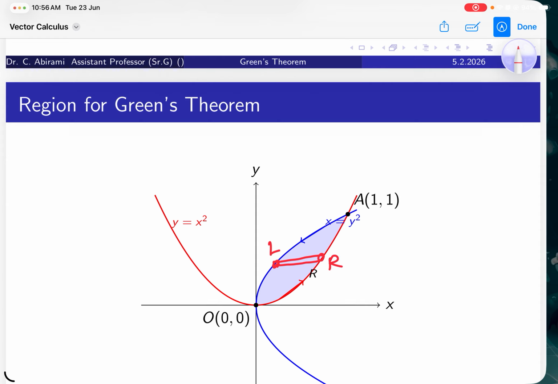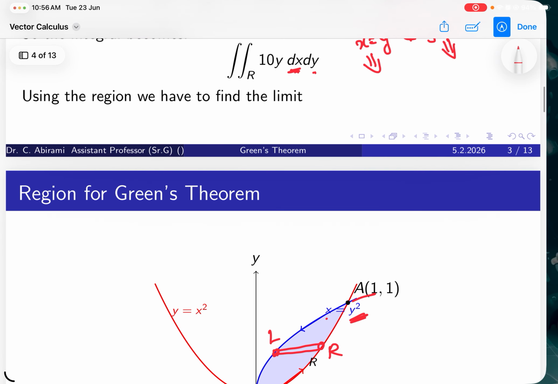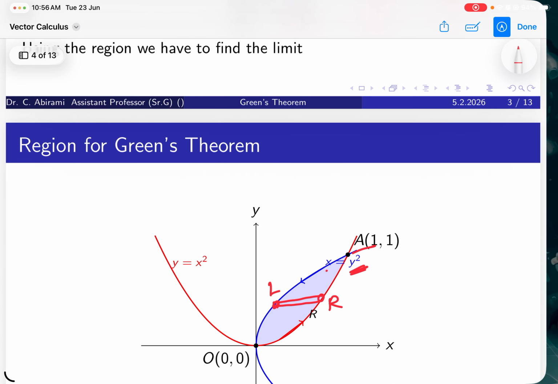The left end of the strip falls on the parabola y squared equals x. From that you can express x in terms of y, so x equals y squared. So the left limit is y squared. What about the right limit? It falls on the parabola x squared equals y.